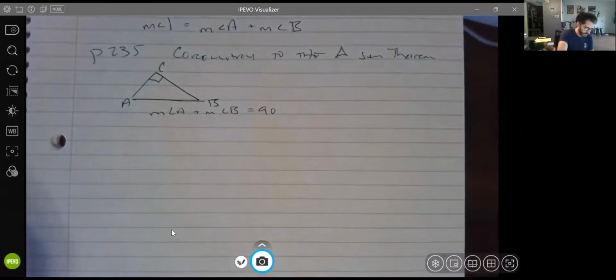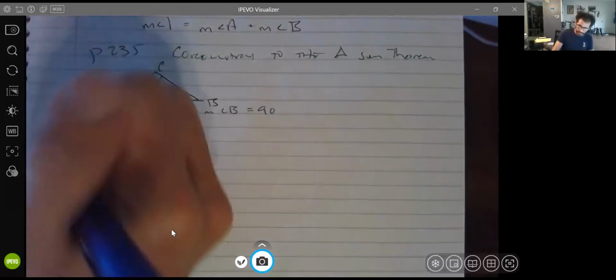Look down to the bottom of the page. Draw number 3 with me. This is page 235.